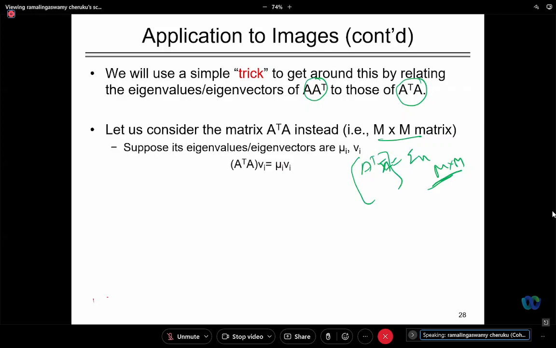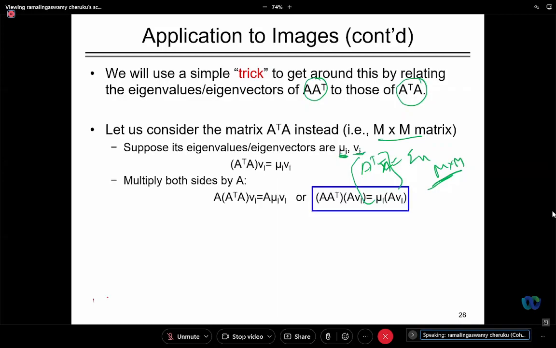Now suppose the eigenvalues and eigenvectors are mu i into v i. So this is the formula: this is the eigenvector, this is the eigenvalue. A transpose A v i is equal to mu i into v i. Now multiply both sides by A. So A into A transpose into A into v i is equal to A into mu i into v i. Now I can rearrange these terms: A into A transpose into A v i is mu i into A v i. So A A transpose times A v i is equal to mu i times A v i.